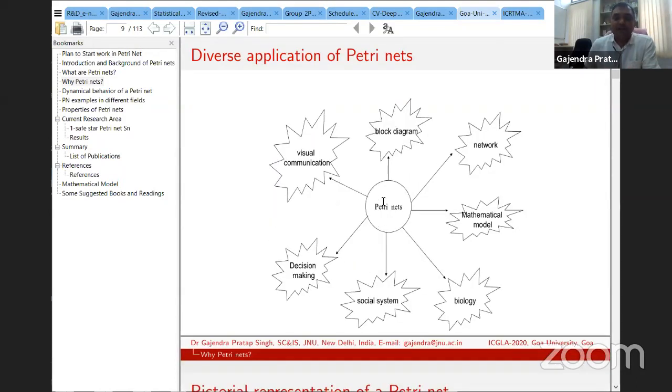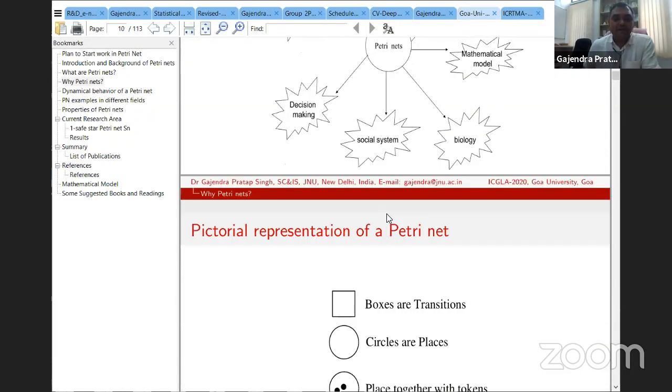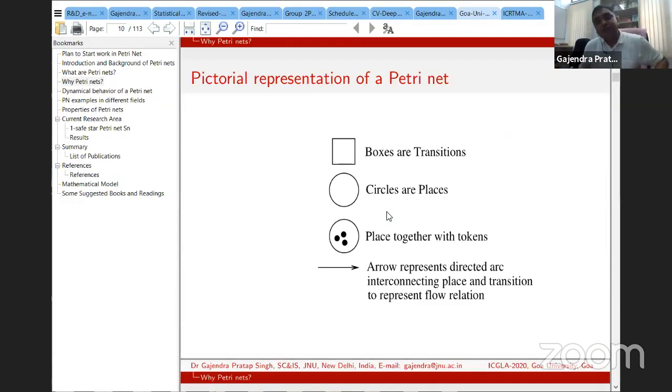There are diverse applications of Petri nets in many areas: networks, and as pure mathematical models are also there in the literature. Mathematical models, biological sciences, social sciences, decision making, visual communication. And this is the pictorial representation of a Petri net. In fact, a Petri net is a directed bipartite graph.